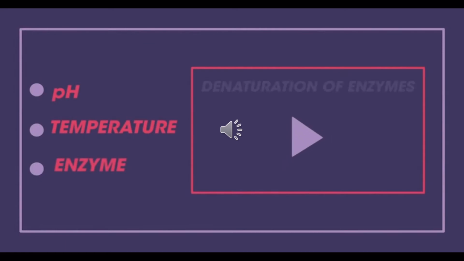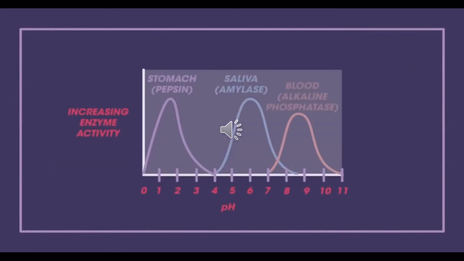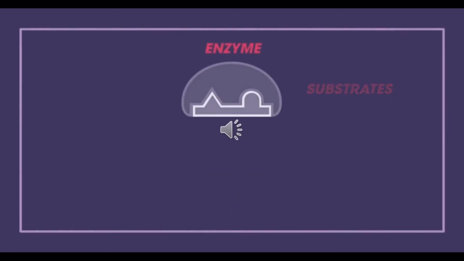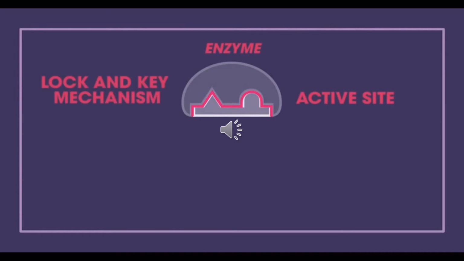Now, the pH at which the enzyme works best depends upon where the enzyme is present. For example, if the enzyme is present within the stomach, it is going to work best at a lower pH as compared to the enzyme which is present in the saliva or the blood. Similarly, there needs to be enough amount of enzyme around to speed up a chemical reaction.